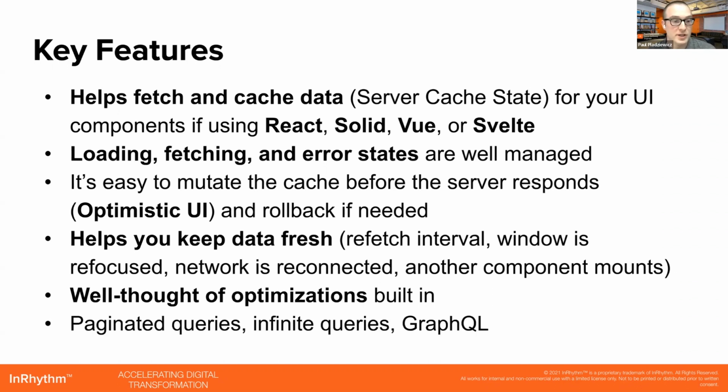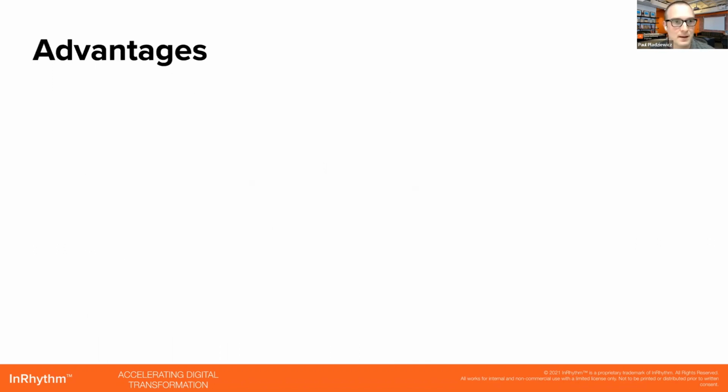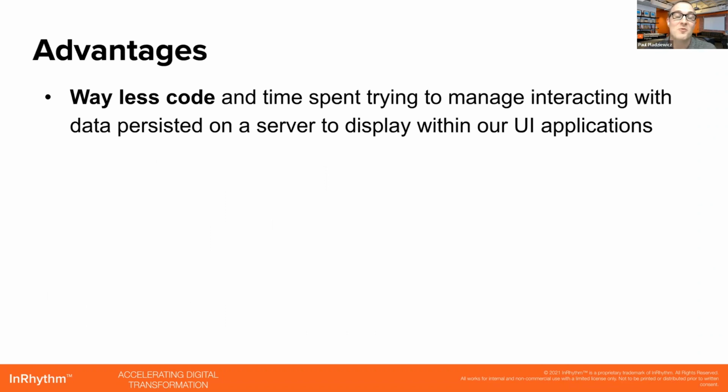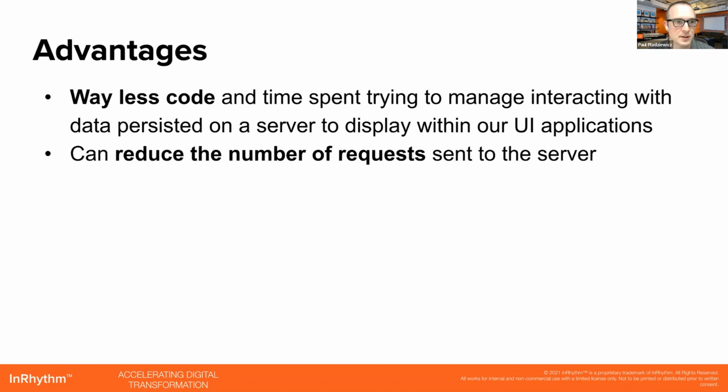If you want to go further, you can check out paginated queries, if you have a lot of data to display, and infinite queries, if you want to make an infinite scroll newsfeed. TanStack Query also supports GraphQL. So the advantages: you're going to write way less code, which means less time spent trying to manage data that's persisted on a server when you're working within your UI application. You can reduce the number of requests to your server, especially if you change the configuration of when data is stale or when to refetch.